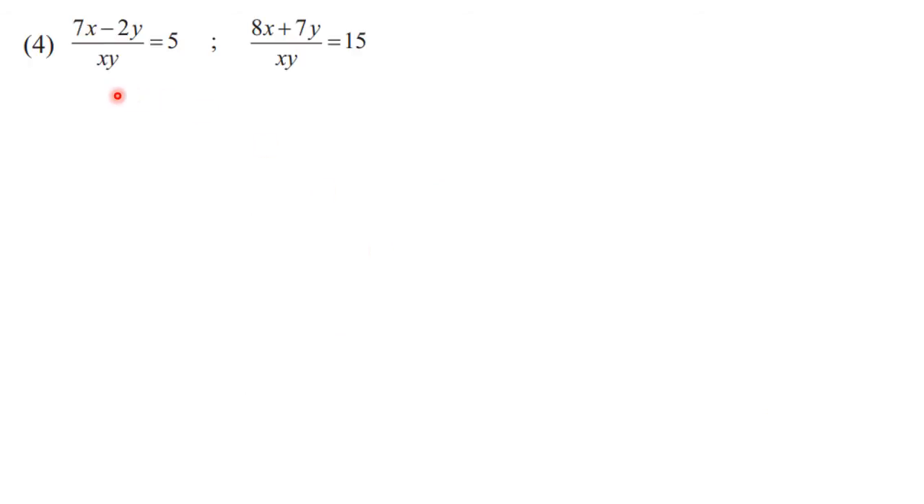Question number 4. (7x minus 2y) upon xy is equal to 5. And the second equation is here (8x plus 7y) upon xy is equal to 15. Okay. So again this equation is a little bit different from the previous one. So in this case I am going to give you only a few steps. Further the remaining part you are going to solve by yourself. Okay, so I will only guide you how to convert this equation into the simplest form and then you can solve it. So let us start with the given questions first of all.